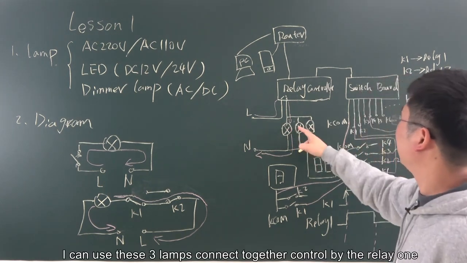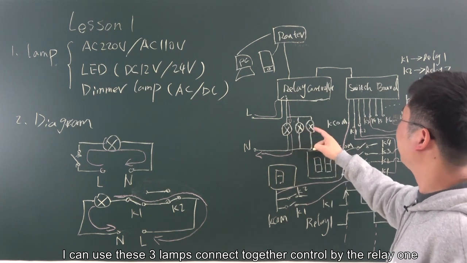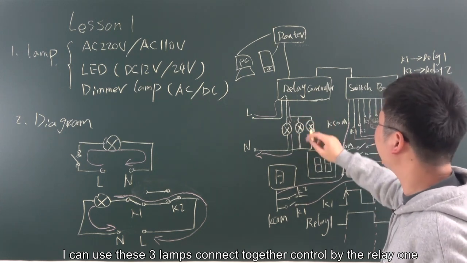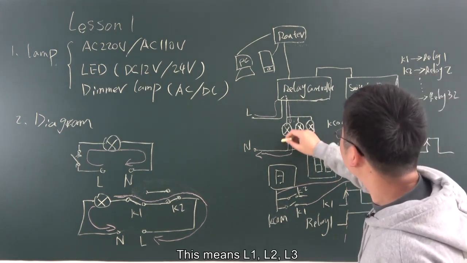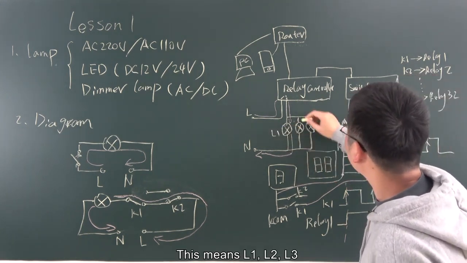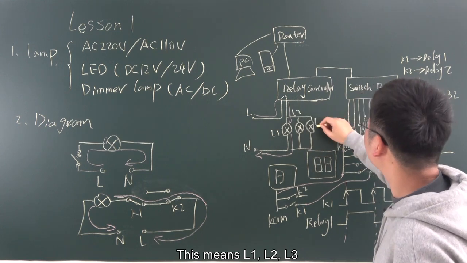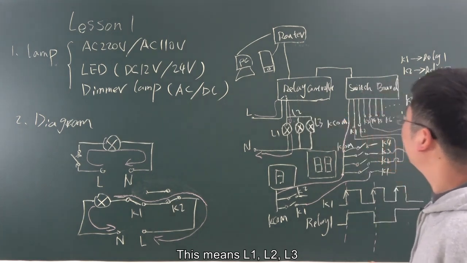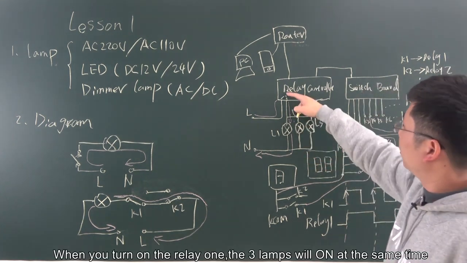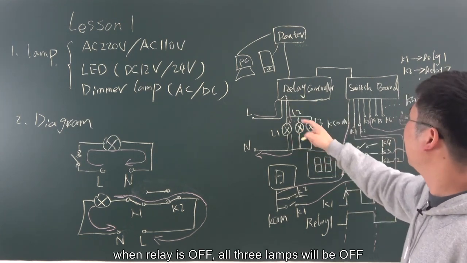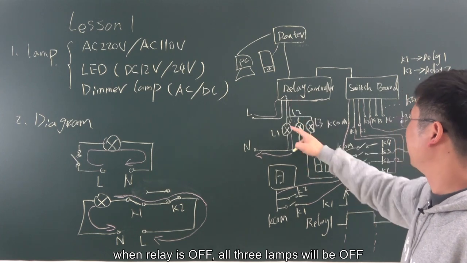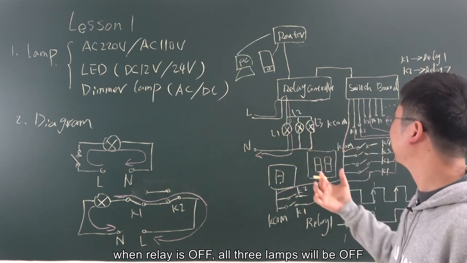I can connect these 3 lamps together, controlled by relay 1. This means L1, L2, L3. So when you turn on relay 1, the 3 lamps will be on at the same time, and when the relay is off, all 3 lamps will be off.